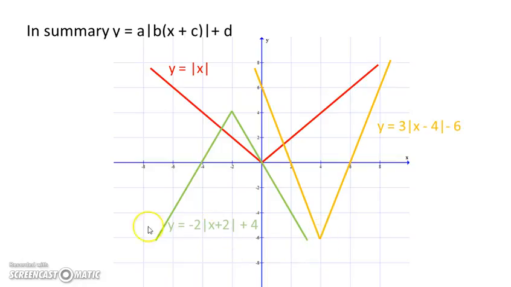The -2 here means you got a gradient of 2 there and a gradient of -2 on this side. The +2 means it's moved 2 to the left. The +4 means it's moved 4 up. So that vertex there is -2, 4. Alright, I hope this video made sense to you, and good luck solving and graphing absolute value functions.